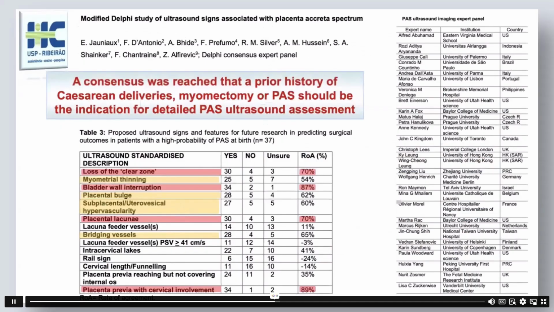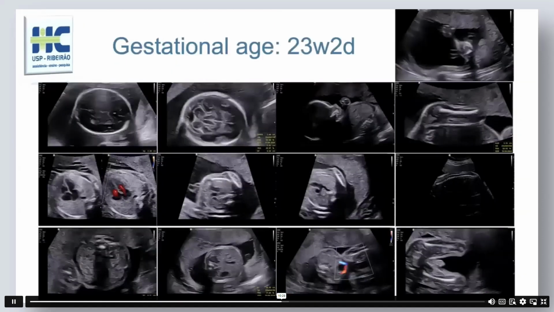At the specialized center, we are going to look for lots of these signs of placenta accreta spectrum, in special these in red that are the loss of clear zone, bladder wall interruption, placental lacunae, and some cervical involvement that are related to worse prognosis. So let's see an exception, because the exceptions might occur.